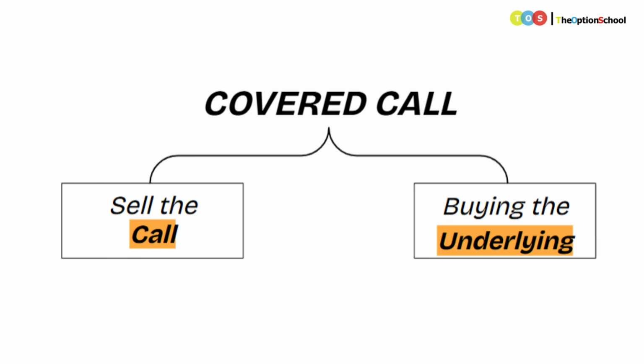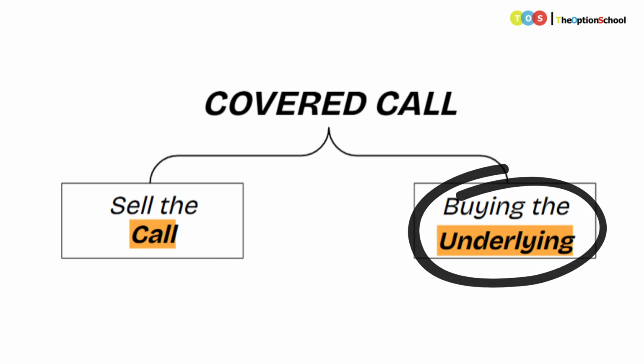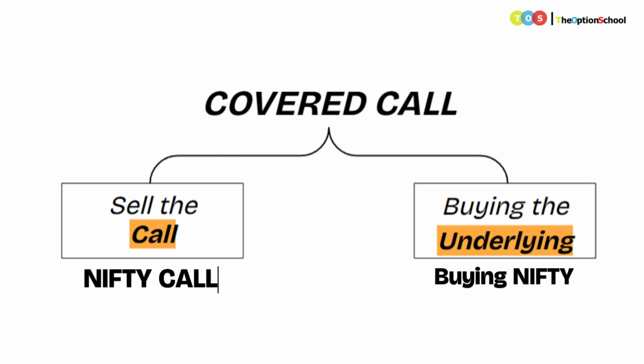But covered call is a two leg strategy. Basic strategy is two leg strategy. In this, I sell a call and I cover it with the actual asset. What does that mean? So if I am selling, let us say, a Nifty call, and I am covering it with actual purchase of Nifty, then it is known as covered call. So how do the dynamics change when you are doing a covered call compared to a naked call?